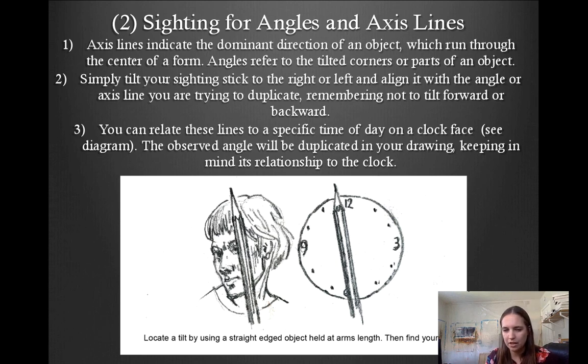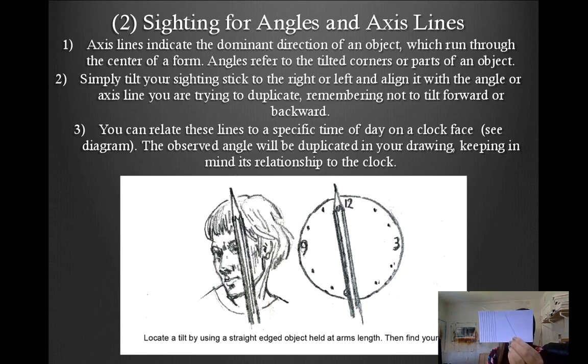So we look here, and there is an axis of the head tilt, and they've used their pencil to measure the angle of that axis. And then they imagine the pencil as a clock, and so when they're drawing, they know to make an angle similar to this. So they know their axis will be similar to this based off the clock.